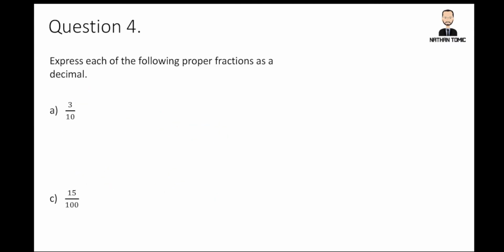Question 4 asks us to express each of the following proper fractions as a decimal. So here we have in question A 3/10. So the decimal place, the very first number on the right of the decimal place is our tenths value, so that would be a 3. When writing a decimal, we always have to have something to the left of the decimal point. In this case, we do not have any whole values, so we have to put a 0. Alright, so we cannot have just a decimal place by itself. We have to have at least something to the left-hand side.